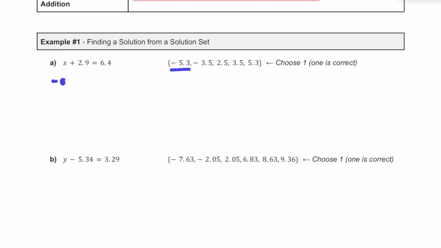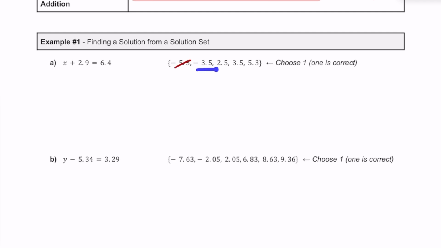If you took this -5.3 and substituted it in for x and added 2.9, would you get positive 6.4? I don't think you would, because the negative is more negative than the positive is positive. So it's still going to stay in the negatives. There's no way we would get to positive 6.4, so it can't be this -5.3.